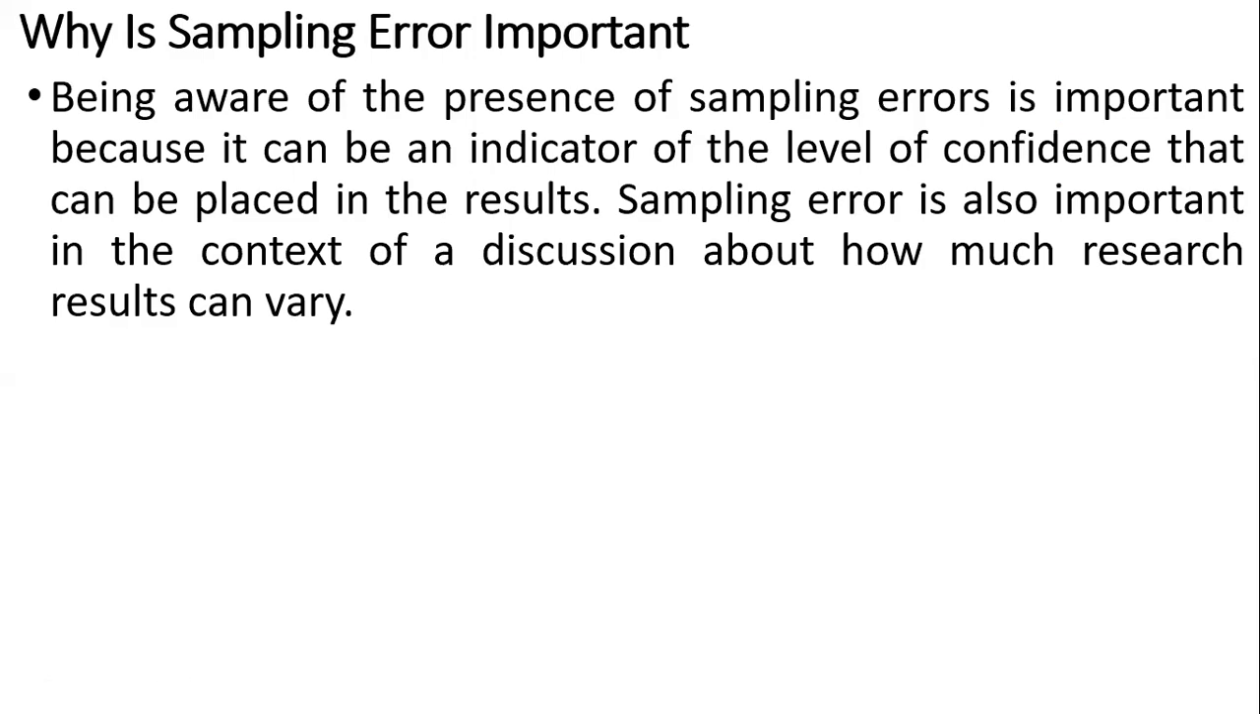Now, some people will say that error is wrong, but why is sampling error important? Being aware of the presence of sampling error is important because it can be an indicator of the level of confidence that can be placed in the results. Sampling error is also important in the context of discussion about how much research results can vary.